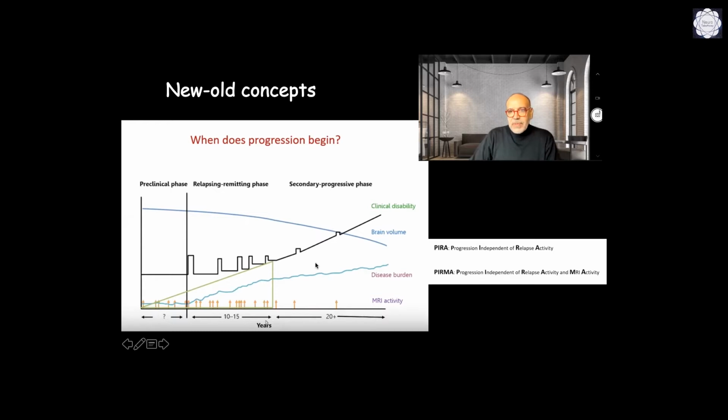So some people tend now to think that we can go back, follow this curve all the way to the start of the process, and this is the early progression of the disease, and this takes us to the concept of PIRA, which we talked about in some videos ago. PIRA is progression independent of relapse activity, or the more disruptive term of PIRMA, which is progression independent of relapse activity and MRI activity.